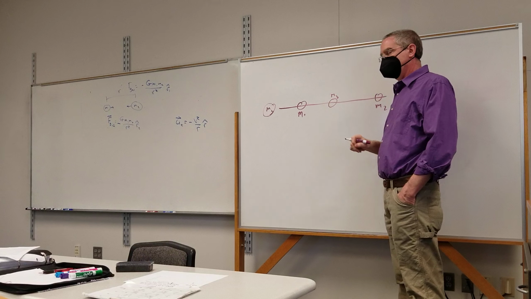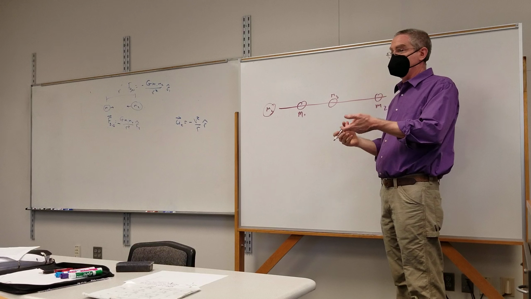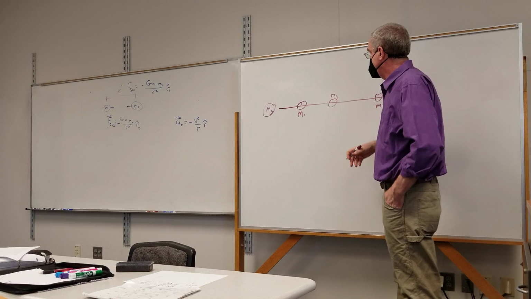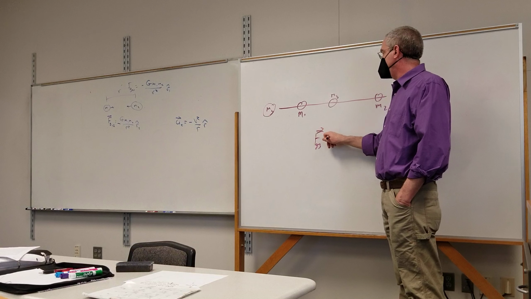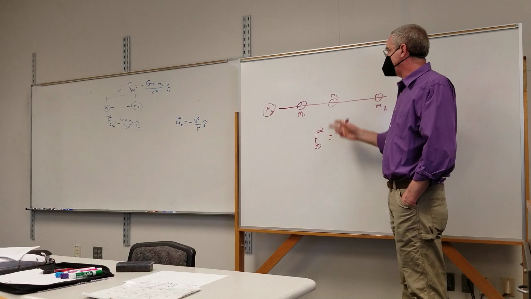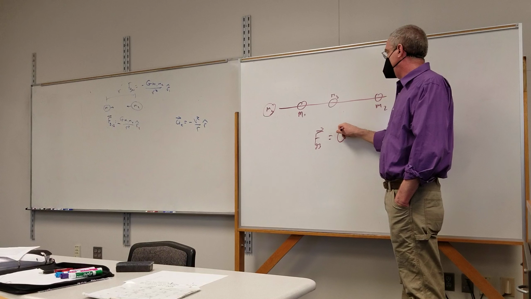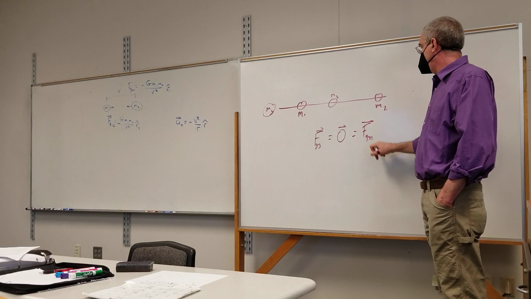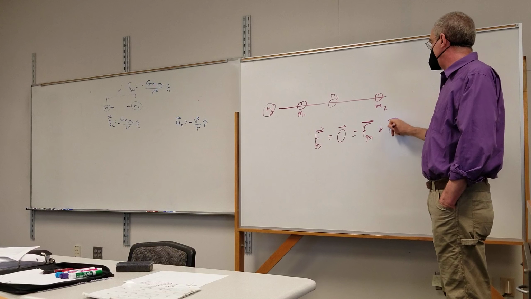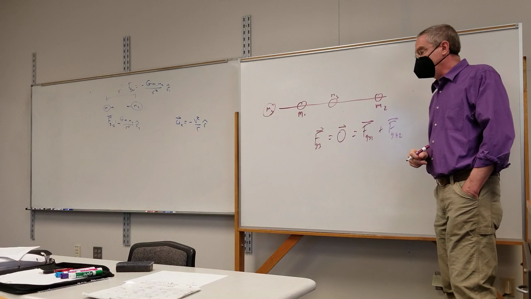So I'm going to start out with a formality, and then you can just think through it. The formality of it is we want the gravitational force on 3. Well, if it's in equilibrium, what would the force be? 0. And that's got to be the force of gravity on 3 from 1, plus the force of gravity on 3 from 2. So this is the formal approach of doing it.